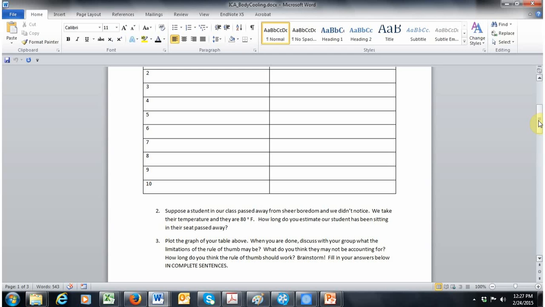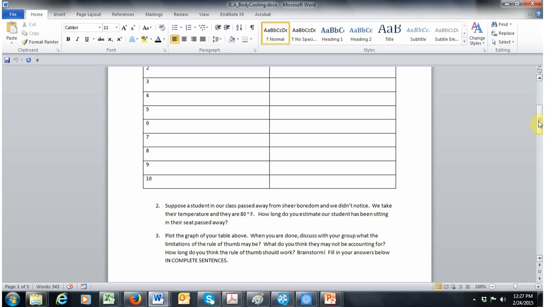If everybody's completed this section, what you should have realized is that this is limited because obviously the person's not going to freeze to death. They're going to be limited, at least by rule of thumb, by the temperature of the room.